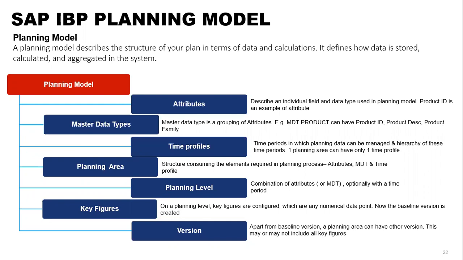This is not only at the key figure level. You can have version-dependent master data also. If I go with one version, I can have one set of master data and key figures. If you go with another version, you can create a different set of master data and key figures. To have different alternative plans for your planning model or planning area, we'll use the versions. That's it. So this is how you will create the planning model.